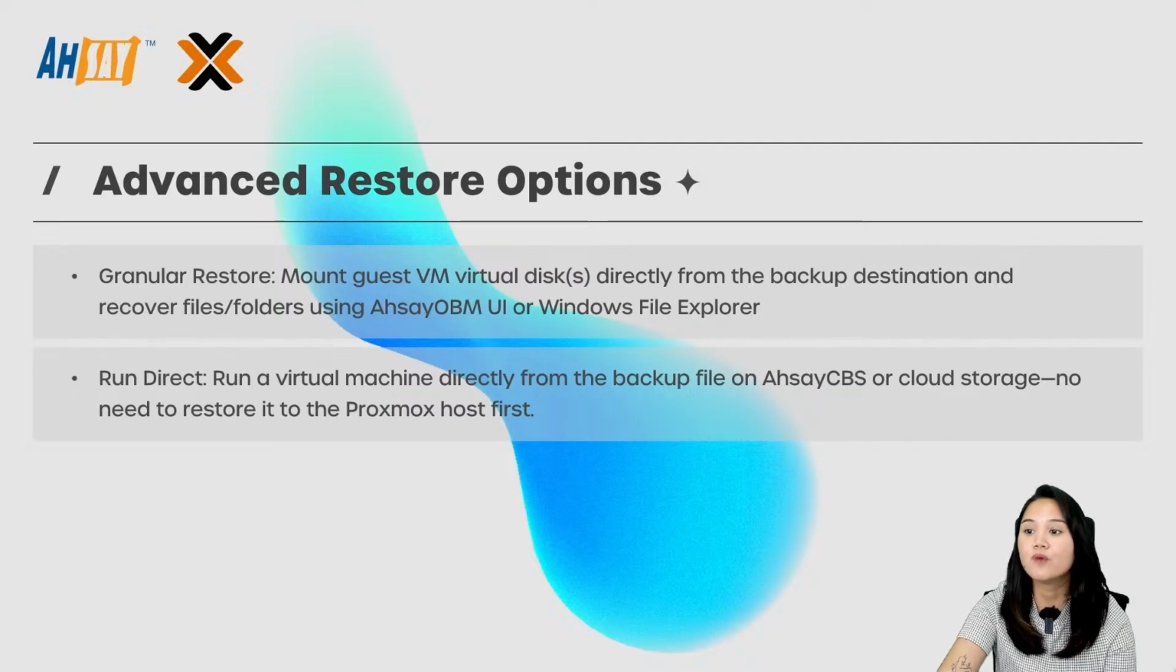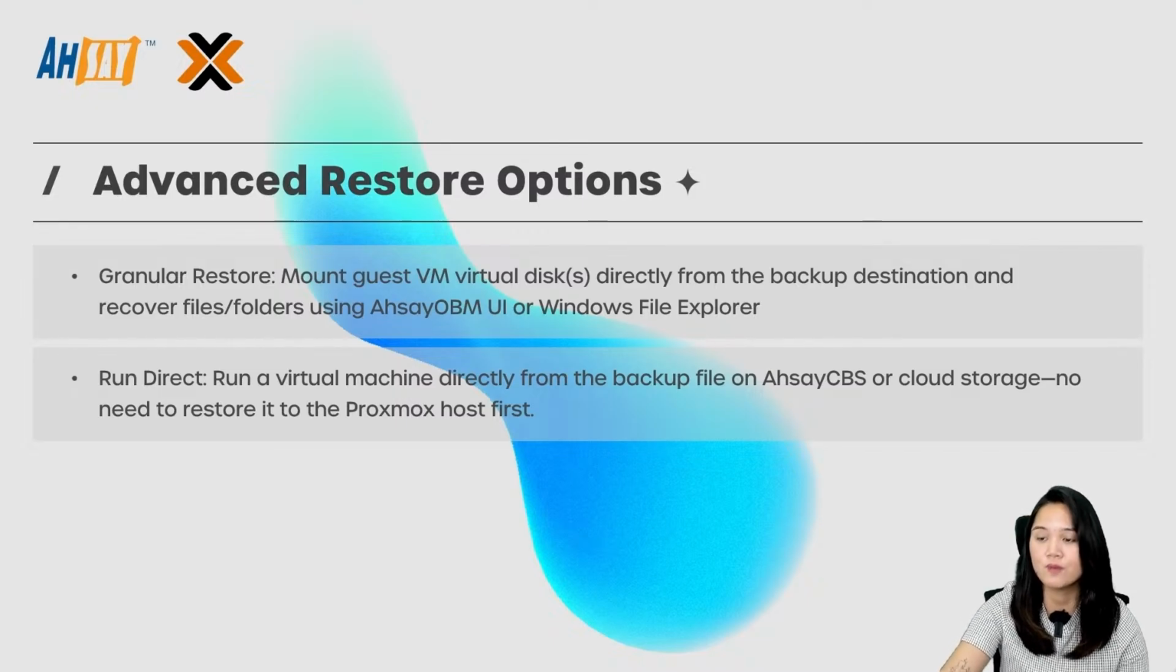Then we have Run Direct, allowing you to run a virtual machine straight from the backup file stored on AhsayCBS local storage or in the cloud. So no need to completely restore it to your Proxmox host first. These advanced options give you fast, precise, and flexible recovery exactly when you need it.